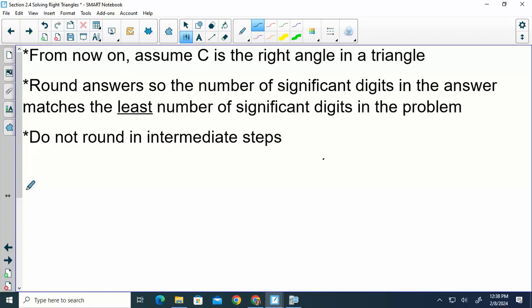If we are using significant digits, we round our answer so that the number of significant digits in our answer matches the smallest number of significant digits given to us. So I might give you 3 different numbers, and one might have 2 significant digits, one might have 3, one might have 4. Your answer has to match the smallest, so you would only be able to do 2 significant digits. And the final step, probably the single most important, don't round until the very end, because every time you round, it throws off your answer just a little bit.